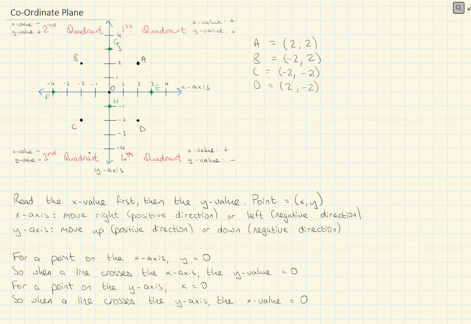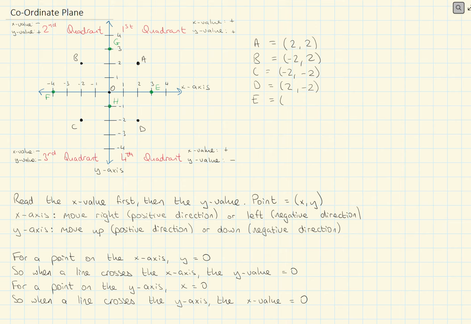If we drop down to Q3, or the third quadrant, we have a negative x value because we're over here, and we also have a negative y value because we've moved below 0. And then for the fourth quadrant, or Q4, we have a positive x value, and then we have a negative y value.